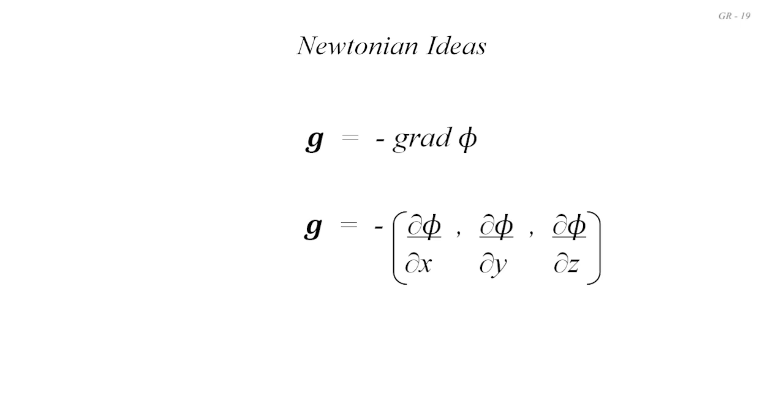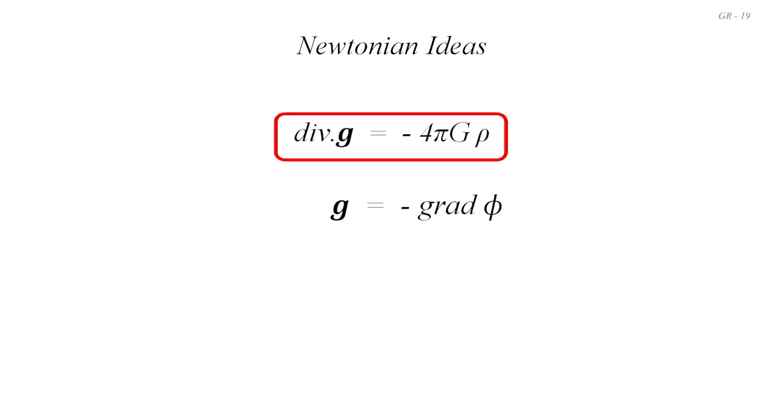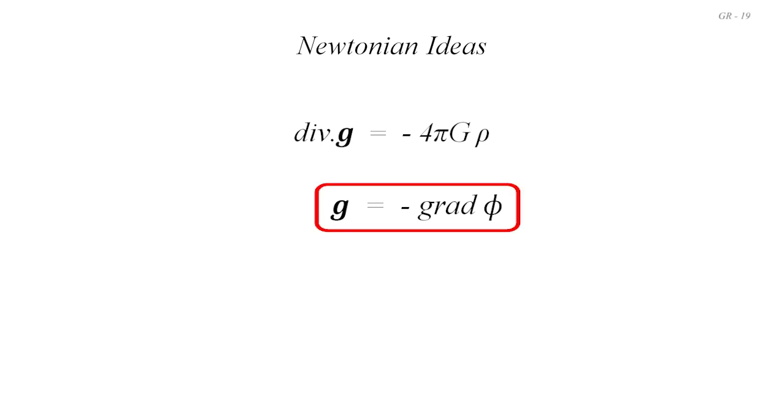Many of you will realize that this could have been written using the nabla or del function, like this. However, I have deliberately avoided the use of this symbol throughout these videos, as it can often also be used for the covariant derivative and can be confusing for some. So, for the Newtonian situation, we have these two important equations: div g equals minus 4 pi G rho and g equals minus grad phi.